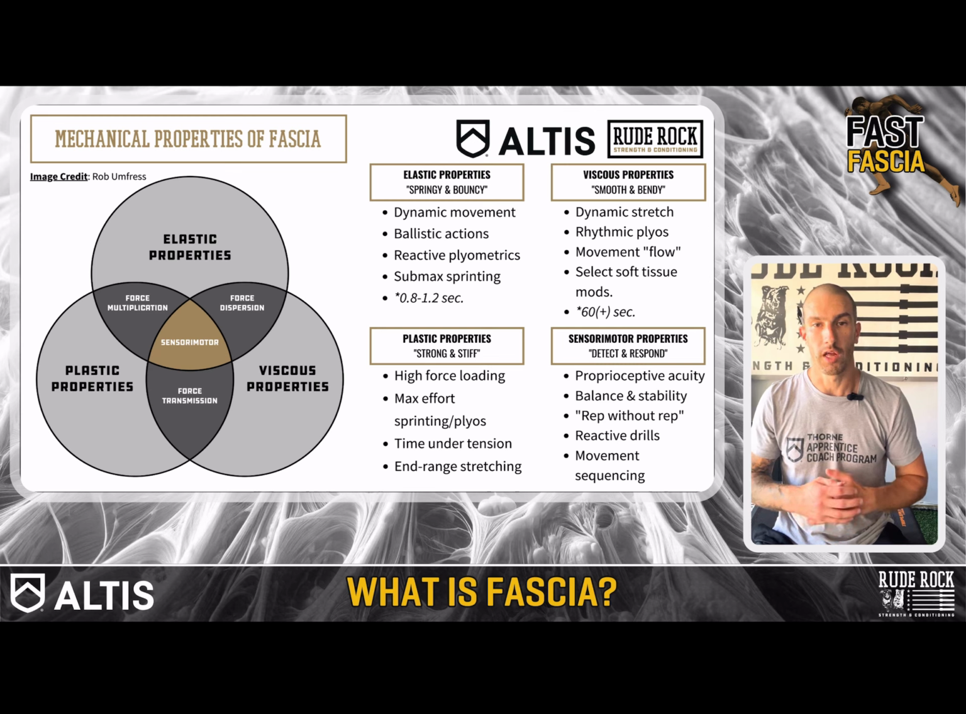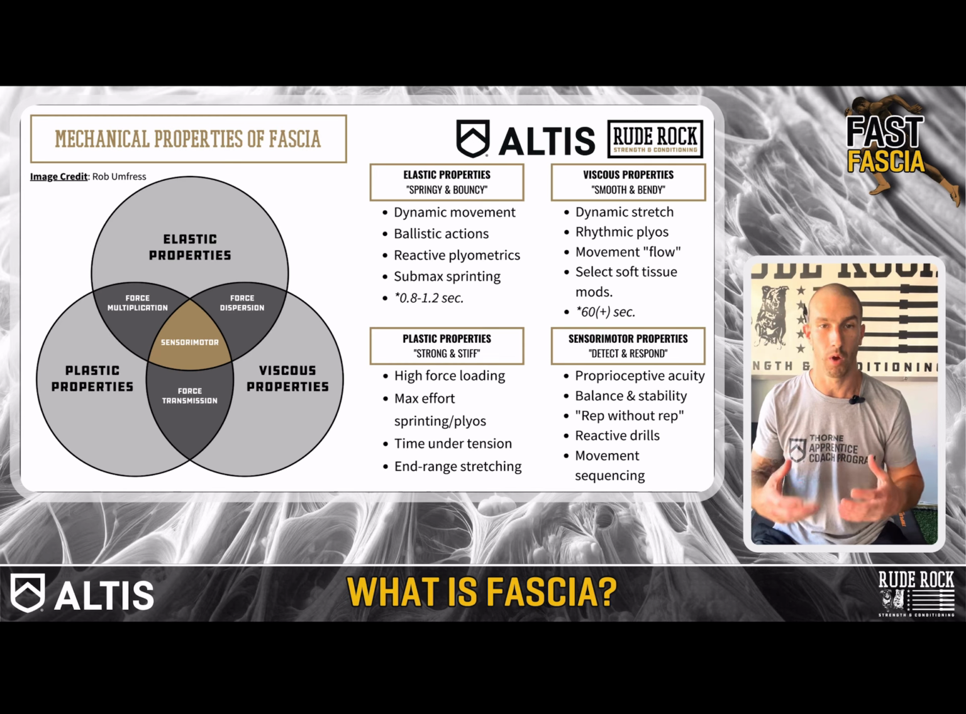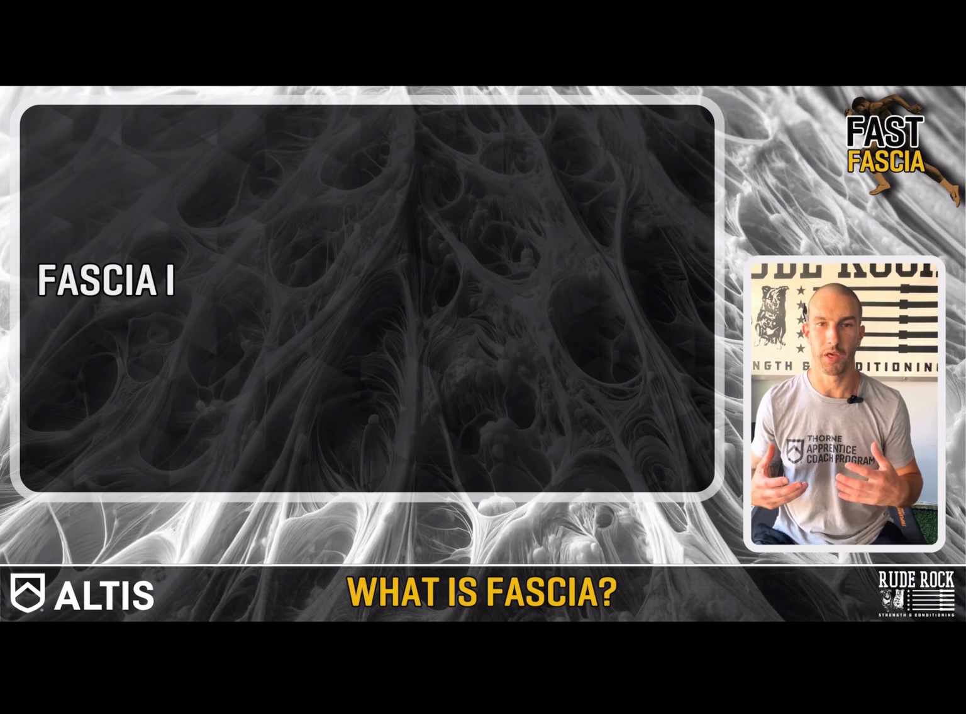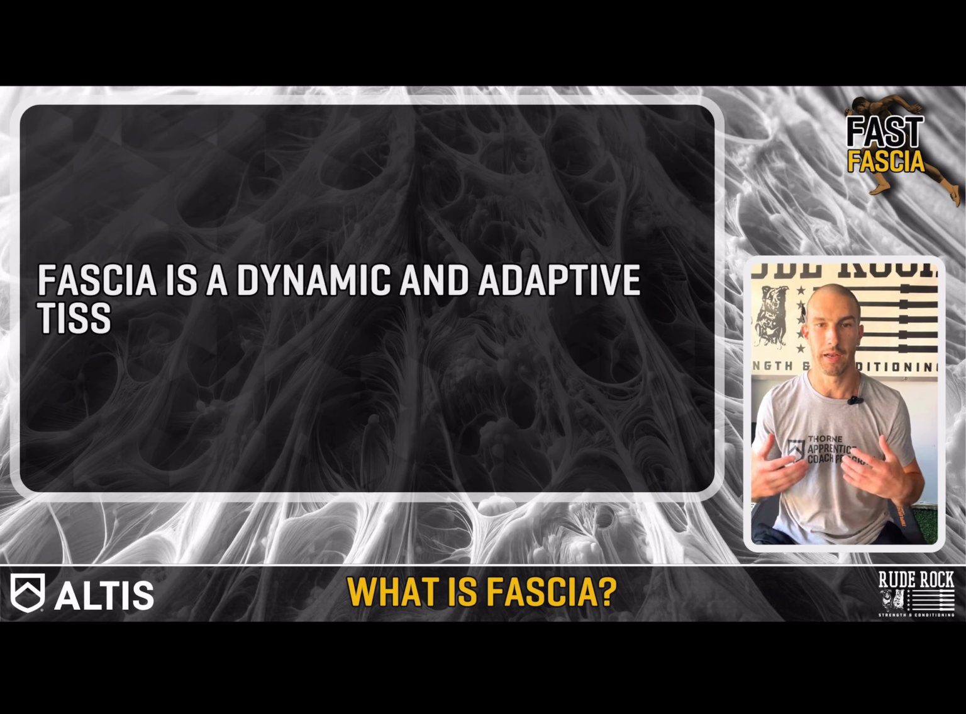We should also understand that fascia is highly enriched in sensory motor bodies. So fascia plays a crucial role in body awareness through proprioception, mechanical stimulation through mechanoreceptors, and then it also plays a significant role in the pain process, or how we perceive pain through the nociceptive bodies that are found within fascial tissue. Collectively speaking, fascia is a dynamic and adaptive tissue.